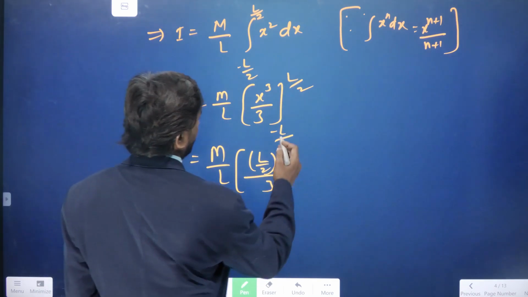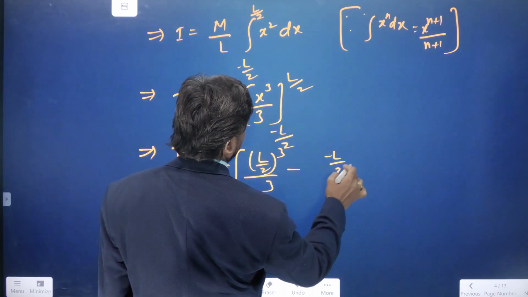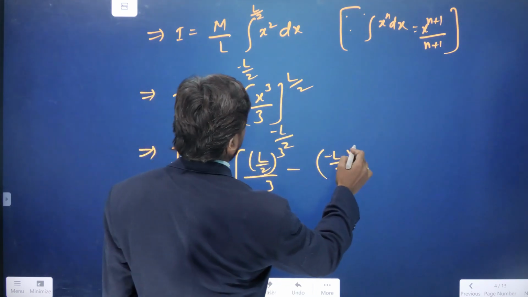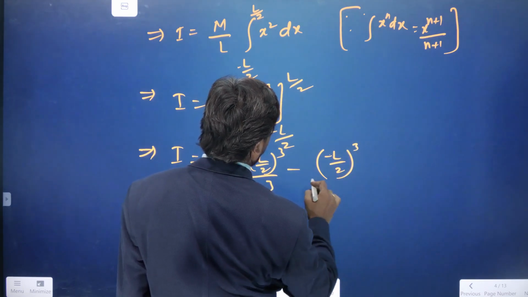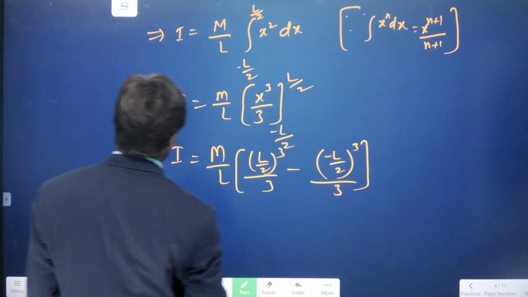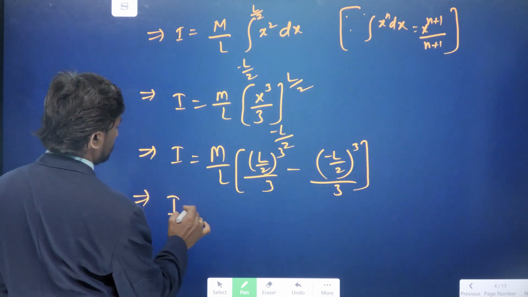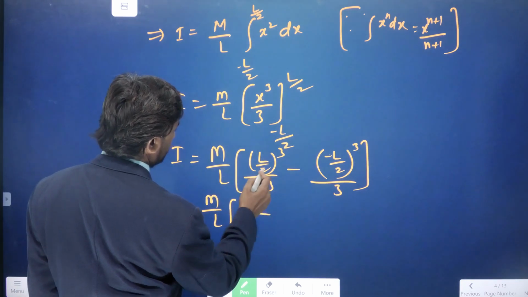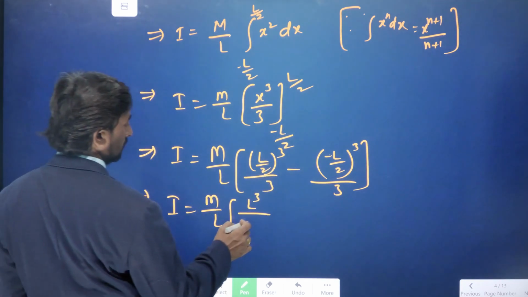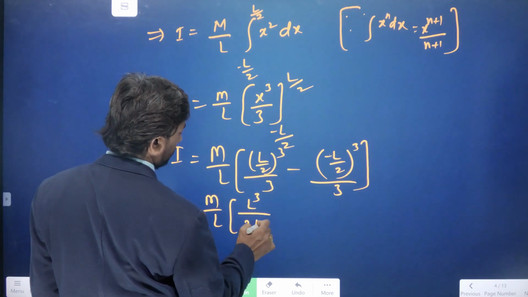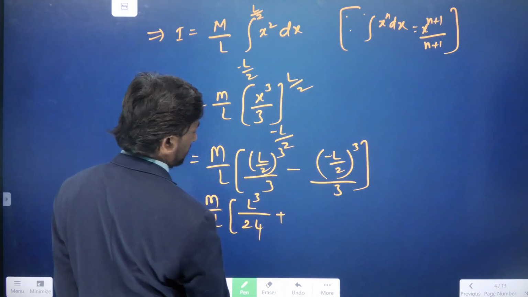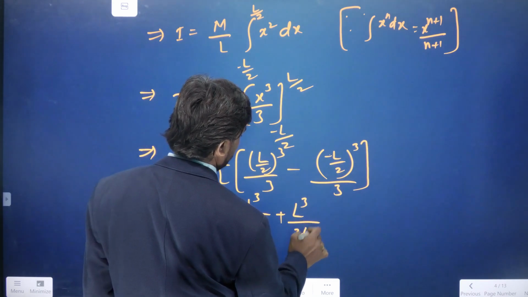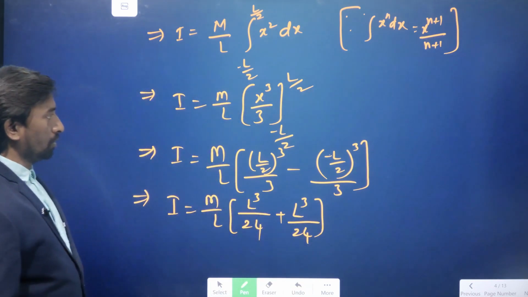Minus, for the lower limit, minus L by 2 whole cube. So now substitute: I is equal to M by L into L cube divided by, 2 power 3 is 8, 8 into 3 is 24. So minus becomes plus. Here also it is L cube divided by 24. So what will we get now?